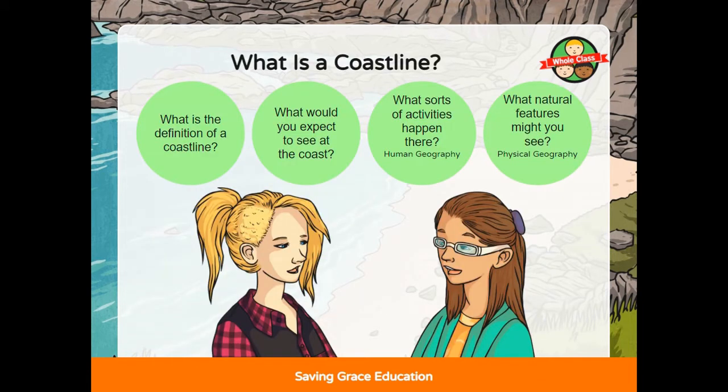What is a coastline? When discussing the geography of coastlines, we ask ourselves the following questions. What is the definition of a coastline? What would you expect to see at the coast? In terms of human geography, we may ask, what sorts of activities happen there? In terms of physical geography, the focus of today's lesson, we will ask, what natural features might we see? By the end of today's lesson, you will be able to answer most of these questions.